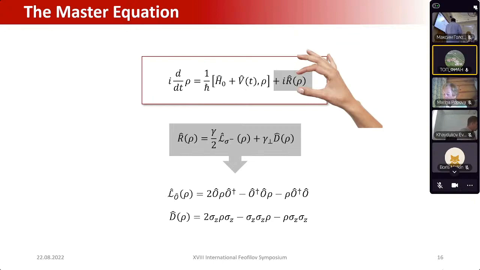Okay, now about the theory itself, this is the very familiar master equation for the density matrix of a two-level emitter, and it has the damping term, which traditionally has two parts: the Lindblad operator that describes the radiative damping, and the dephasing operator in case of dephasing effects.